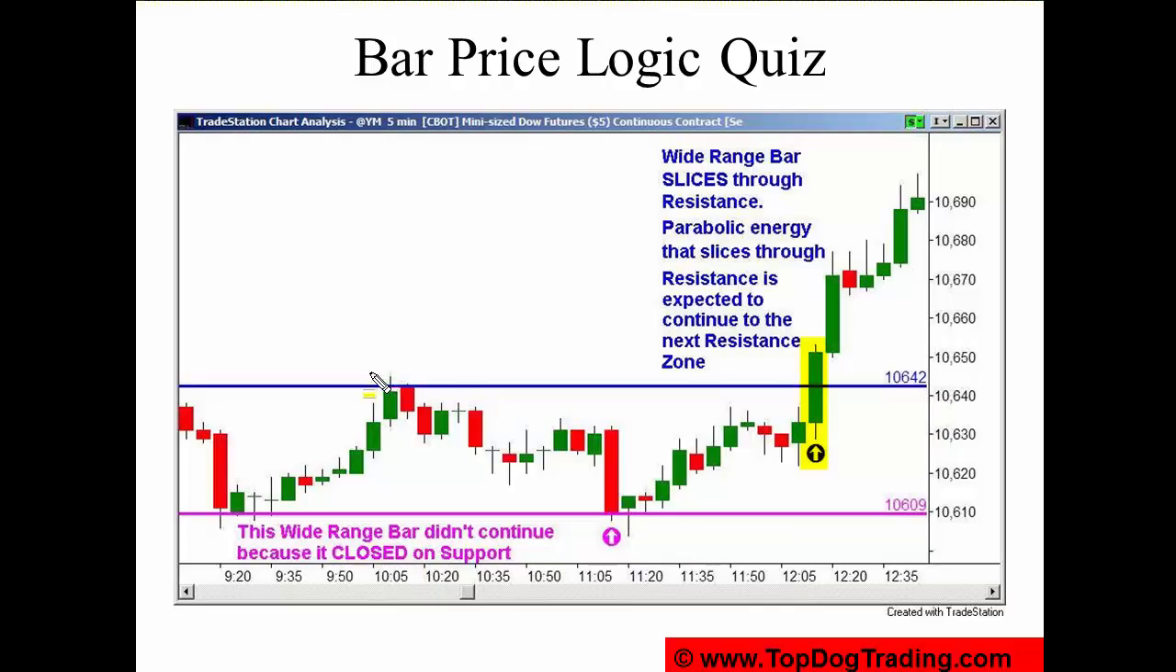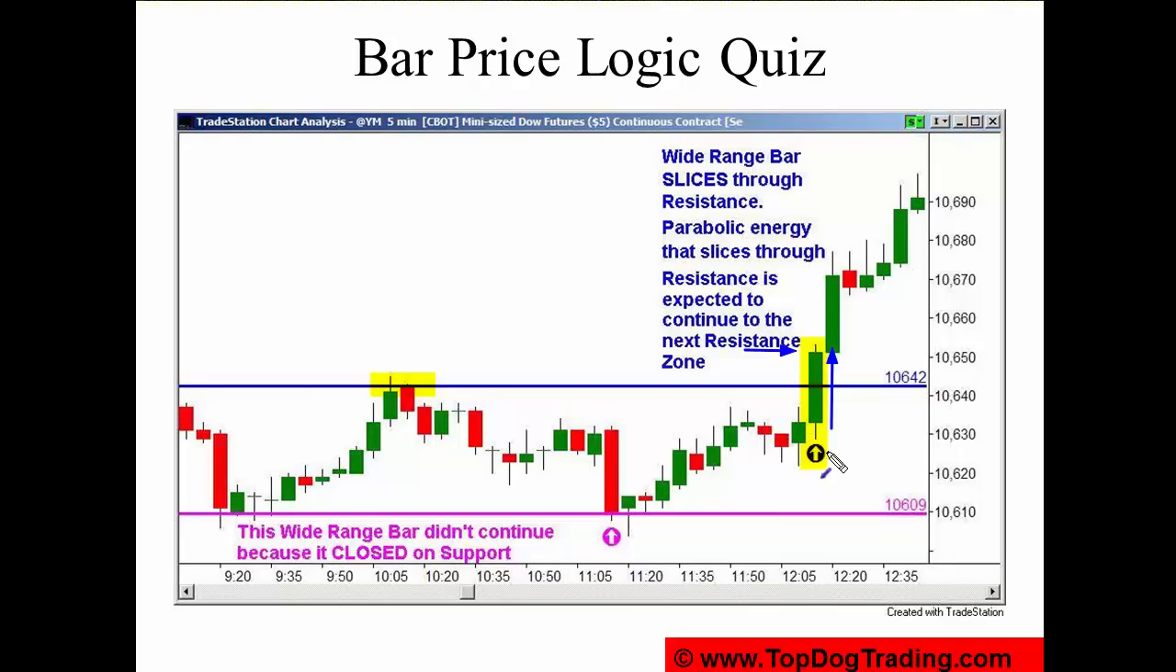And it found it over here. It found it over here. And so therefore, you should put a horizontal line there. And the key on this one is that that green bar sliced right through it and closed above it. It closed above it. So strong bullish bar, strong bullish move, and did not pause at resistance.